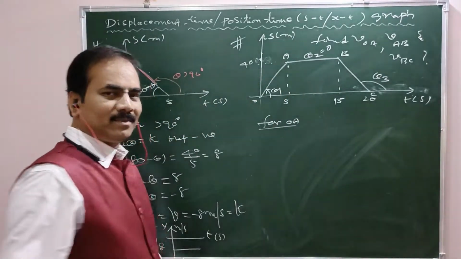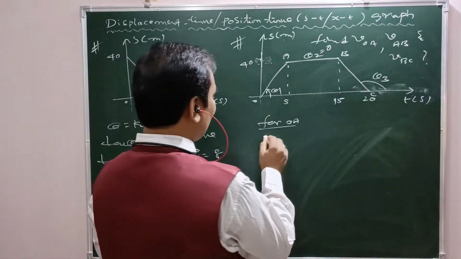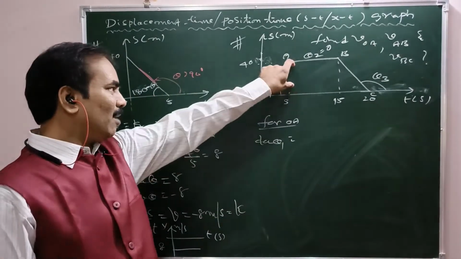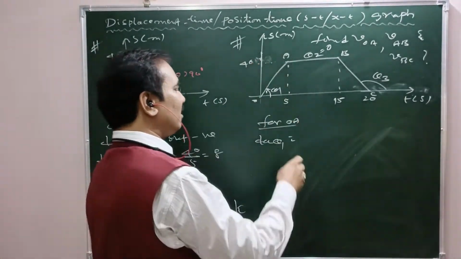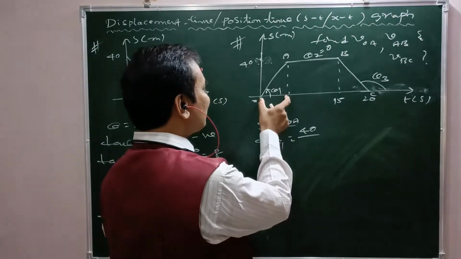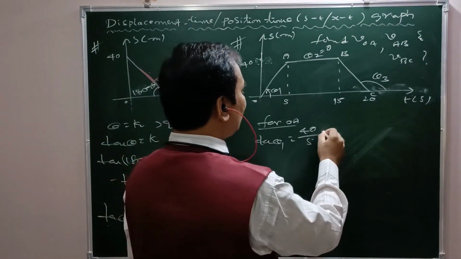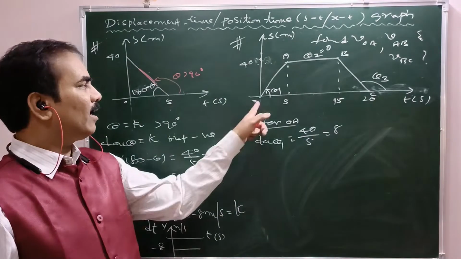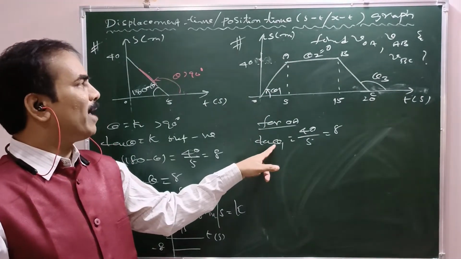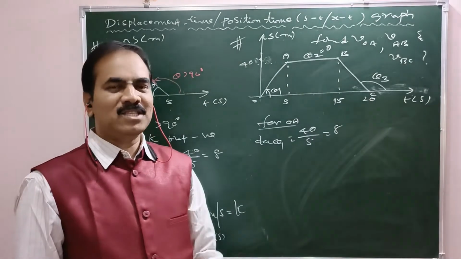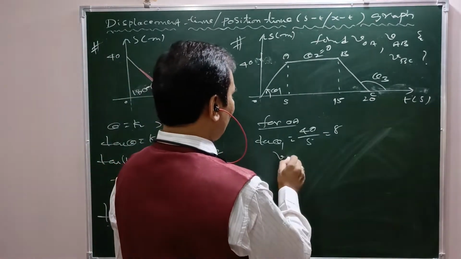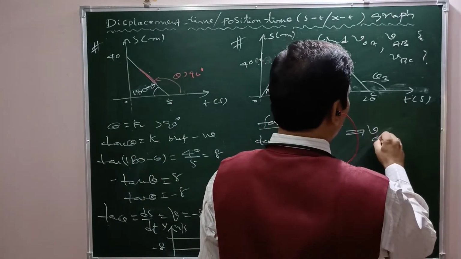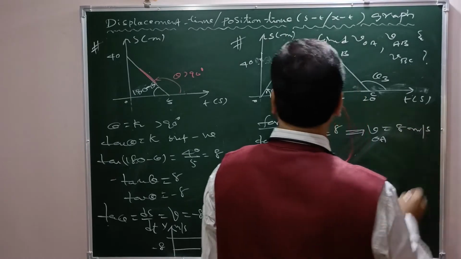Now for segment OA, take tan theta 1 equal to opposite side by adjacent side. What is the opposite side? 40. So plus 40 by adjacent side 0 to 5, that is 5. That is 8. Now tan theta 1 means what? VOA. Why? Because tan of slope angle for a displacement versus time graph is velocity. So VOA equals 8 meter per second.